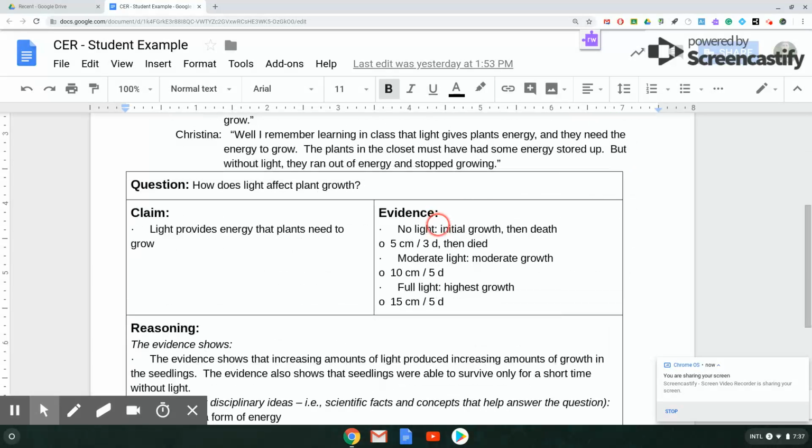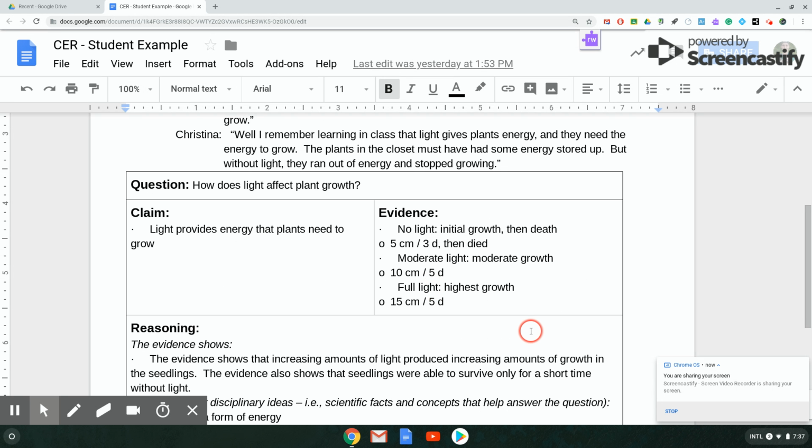So one of the things you're going to be encountering is a question every time you're writing a claim. The question for this one is, how does light affect plant growth? Now, your claim has to answer the question. One sentence. That's it. We don't need all of your pieces of evidence. You just need to answer the question. So this claim stated, light provides energy that plants need to grow. That answers the question of how does light affect plant growth?